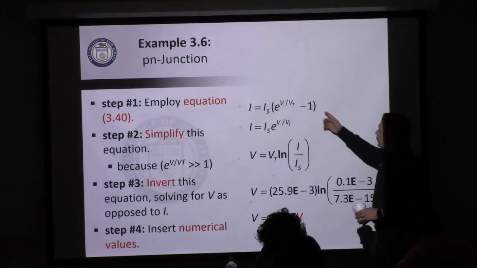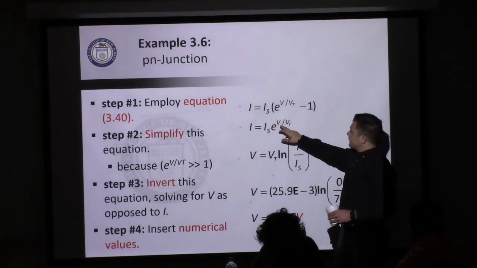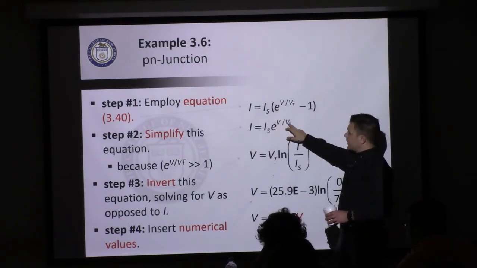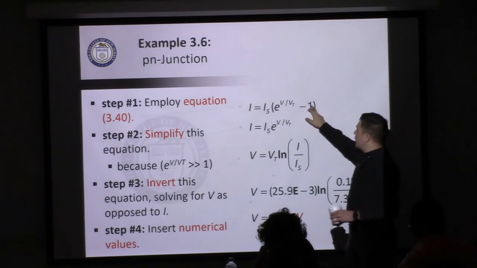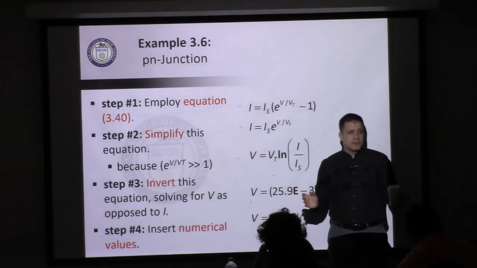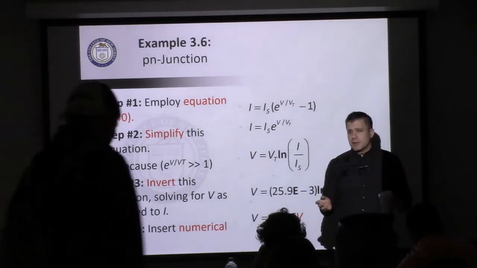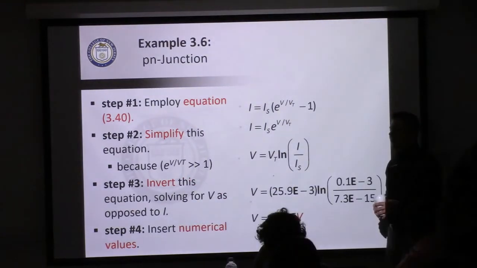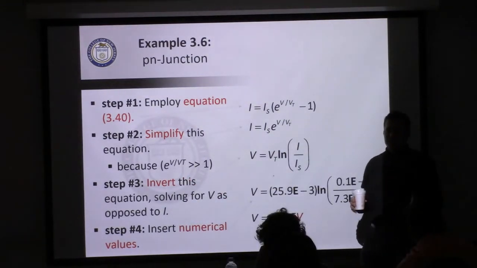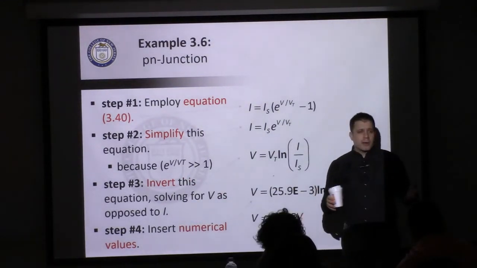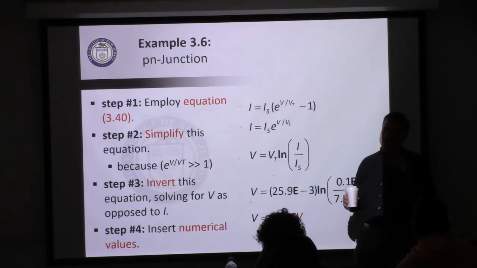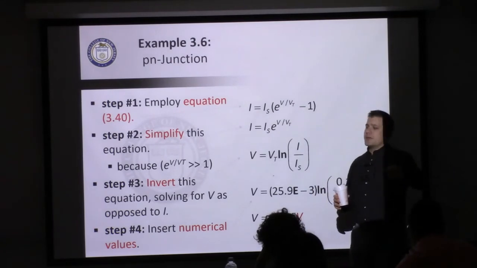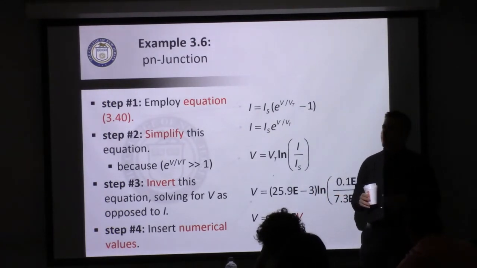So essentially the rule for this is when V becomes significantly larger than VT, this term will blow up and 1 will remain relatively small, and so the 1 won't make a difference. So what we're going to say is that anytime V is 10 times or more greater than VT, so about 250 millivolts, it's okay to assume that the 1 doesn't make a difference and get rid of it.